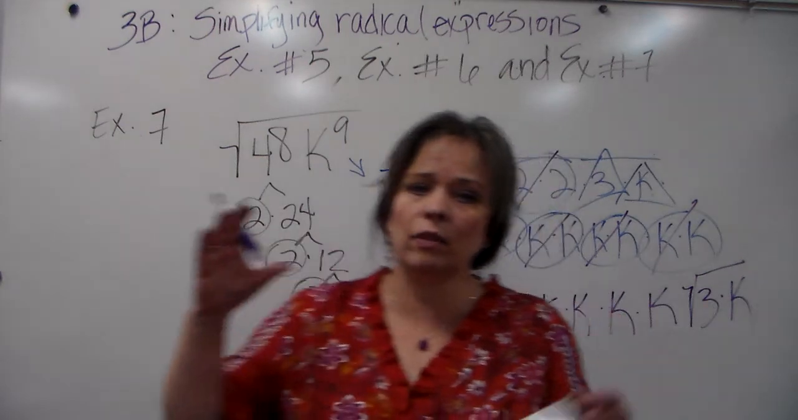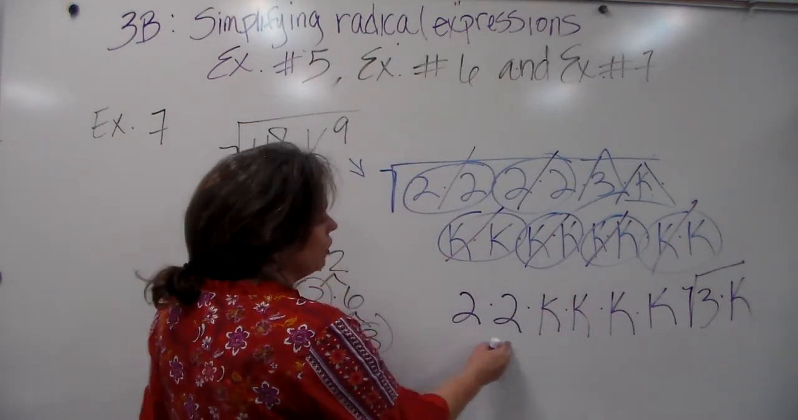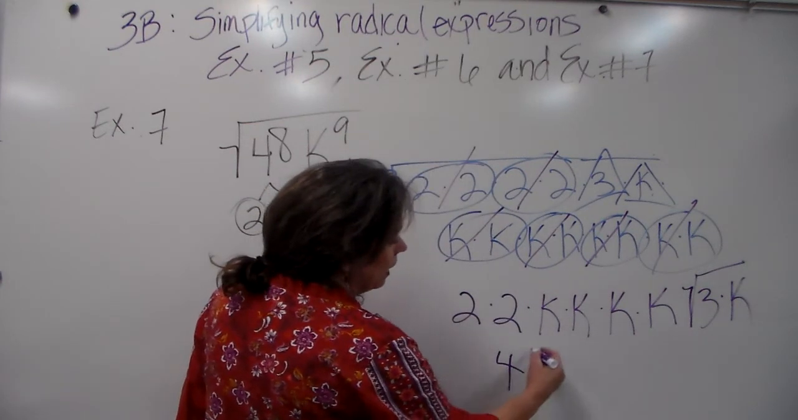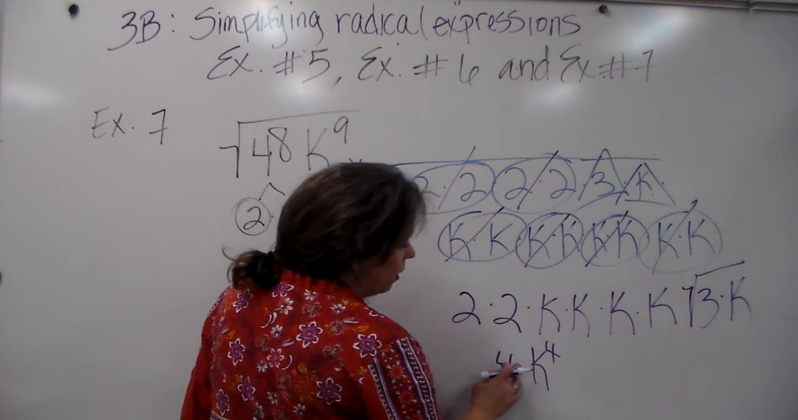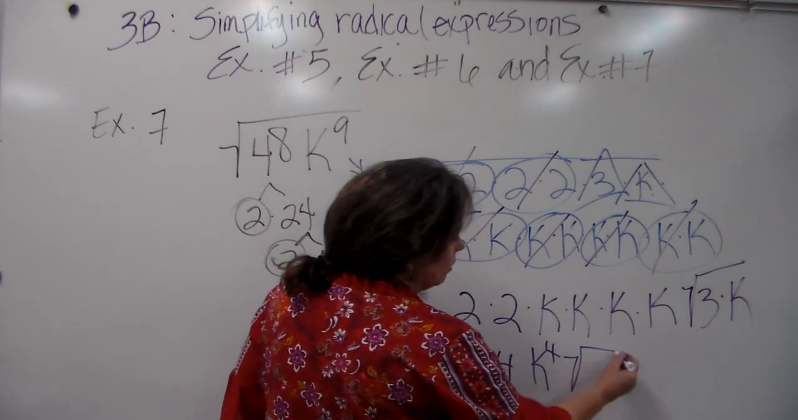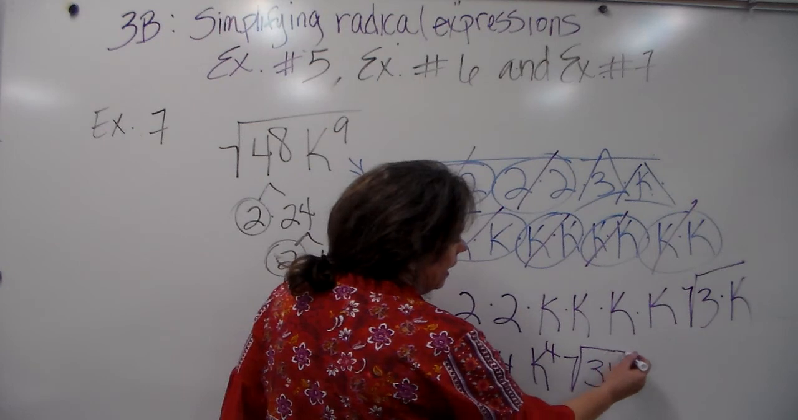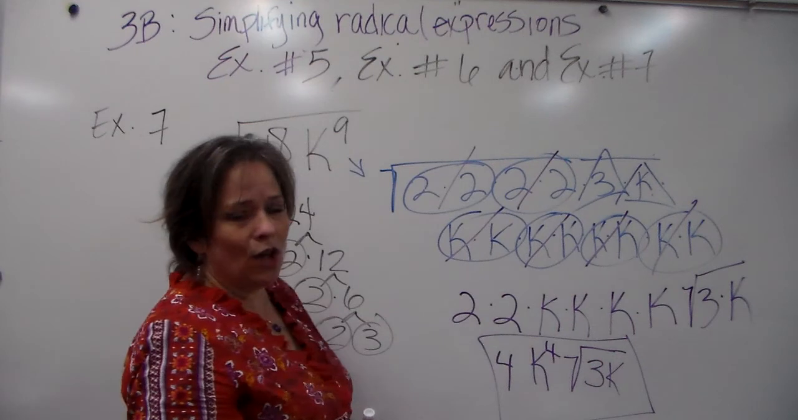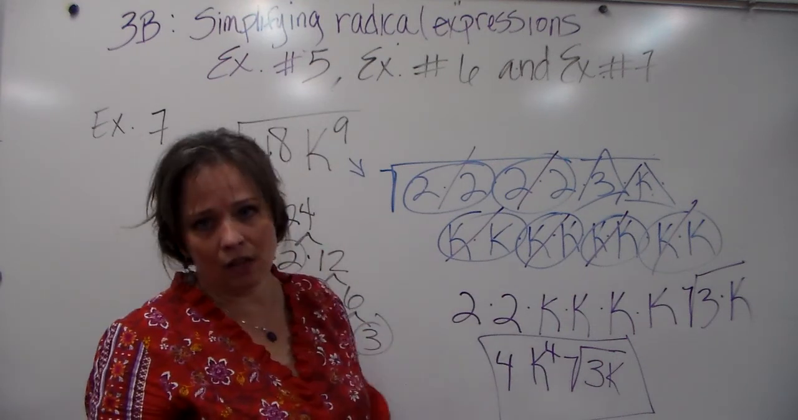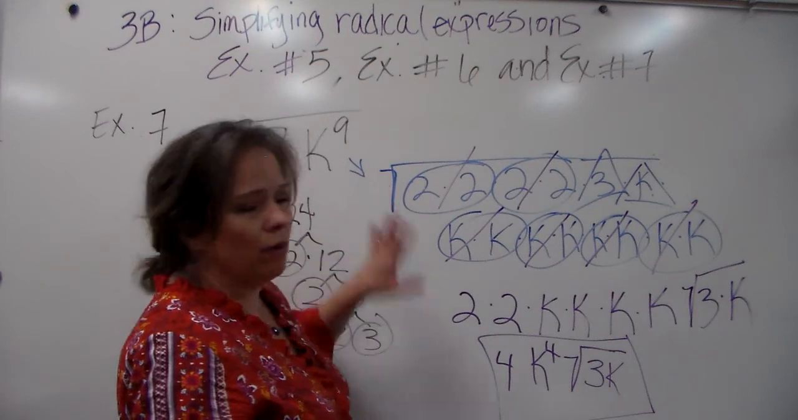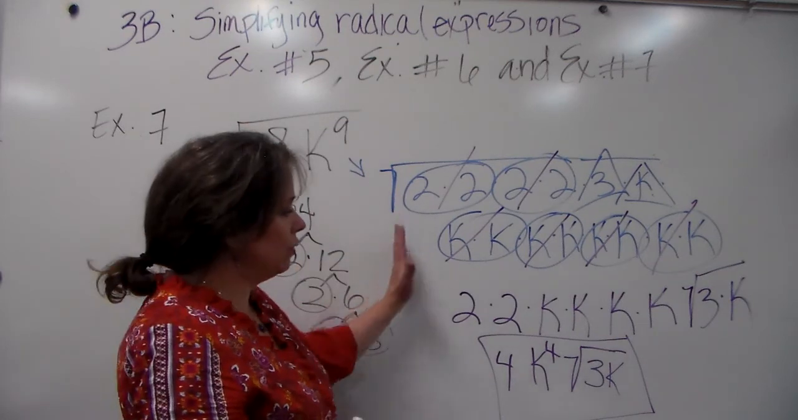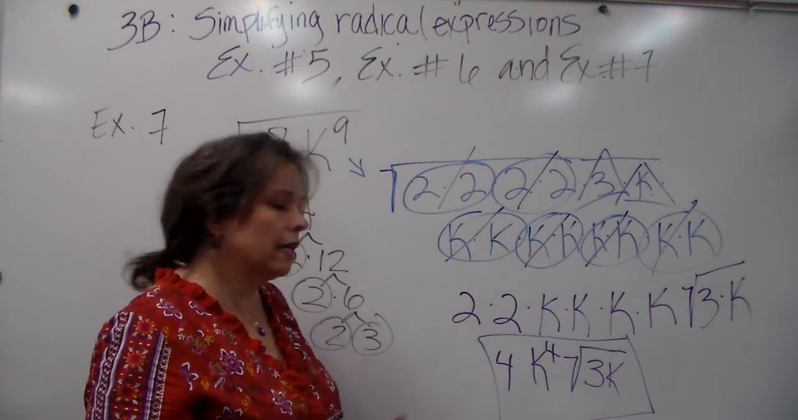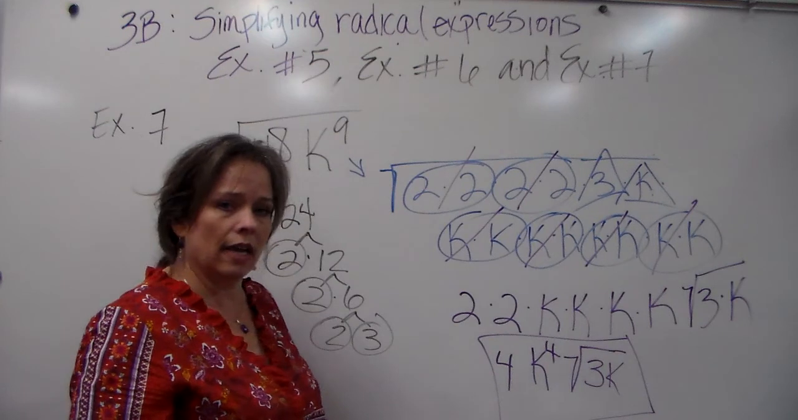And to get our answer, we have to multiply everything back. So 2 times 2 is 4. K times k times k times k is going to be k to the 4th power, right? And then we'll multiply that on the inside, which will be 3 times k on the inside. So long as you're careful when you're stretching out those variables, it'll be really easy to find matches of 2, break them out of your radical, and then you'll remultiply everything back together. So there's our answer on example number 7 for 3B.